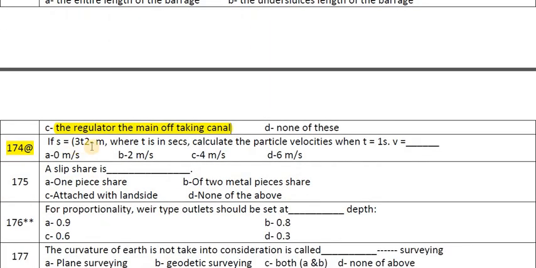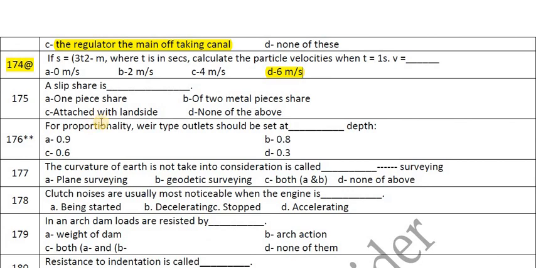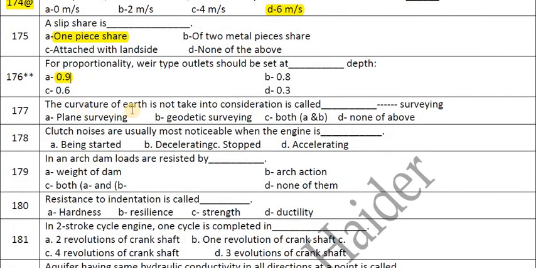If S is equal to 3t square, where t is in seconds, calculate the particle velocity when t is 1 second. So velocity is 6 meter per second. A slip share is 1 piece share. For proportionality, weir type outlets should be set at 0.9 depth. The curvature of Earth is not taken into consideration in plane surveying.